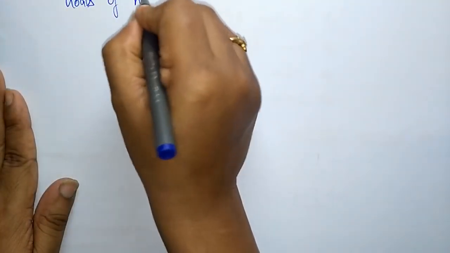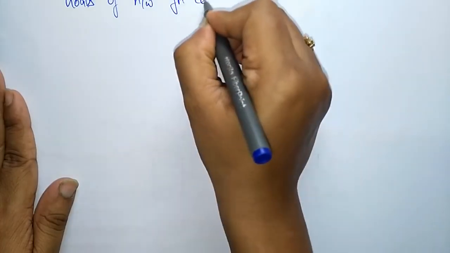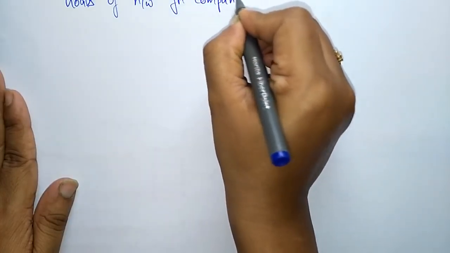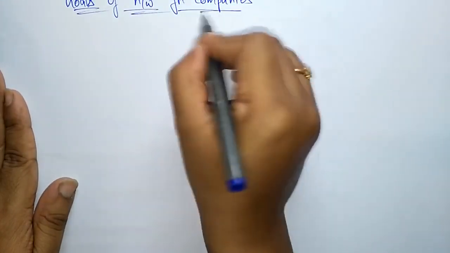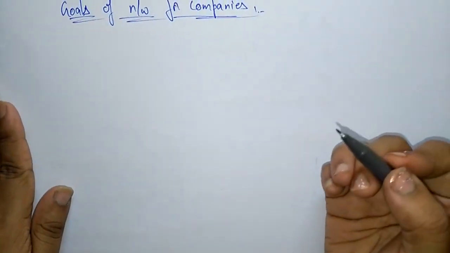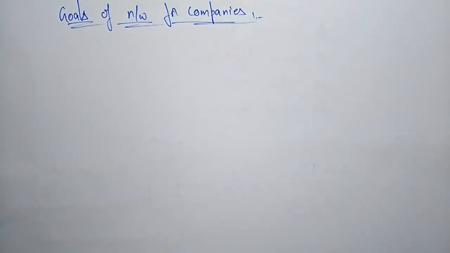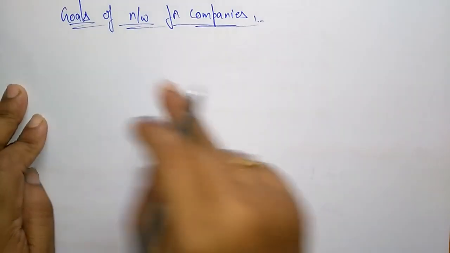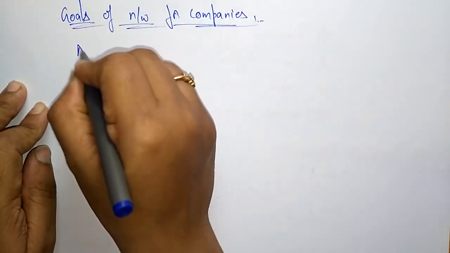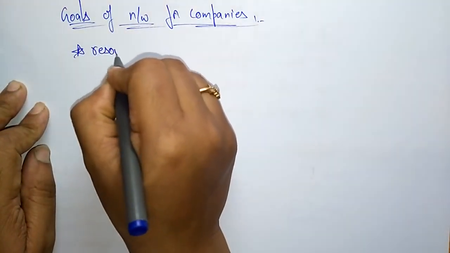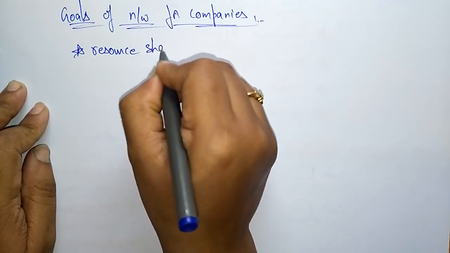Goals of network for companies. If the companies are using some resources like networks, there must be a profit. If there is no profit, they won't take anything. If something is gained, they will prefer that thing. So the goals of network, the first thing is resource sharing.